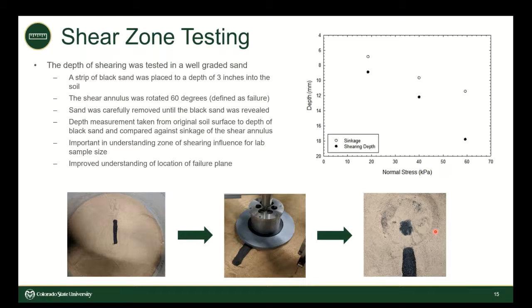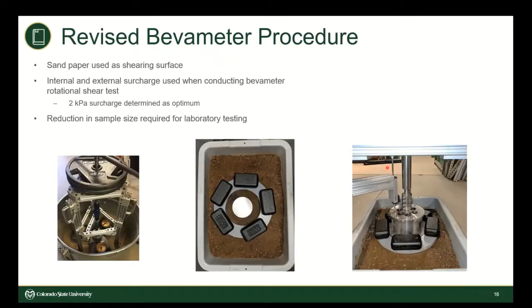So from this, we now have a better understanding of the location of the failure plane in the soil, and we are also able to better understand how large of a sample size is required for laboratory testing. From this, the revised bevameter procedure, to reiterate, now conducts the test using sandpaper as the shear interface with an internal and external surcharge of 2 kPa and a reduced sample size required for laboratory testing.